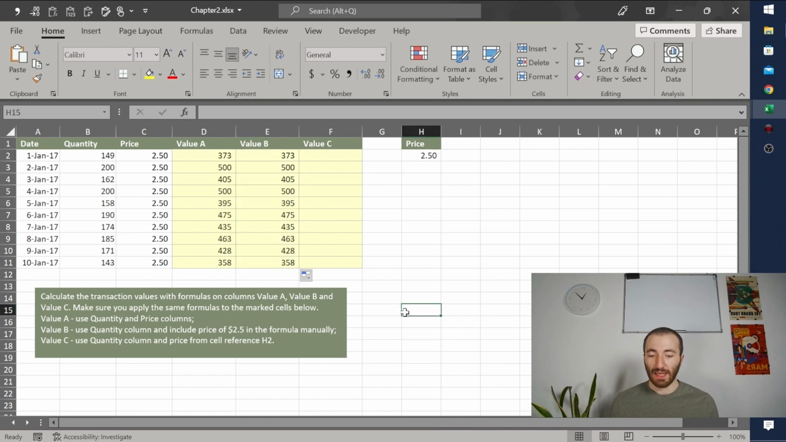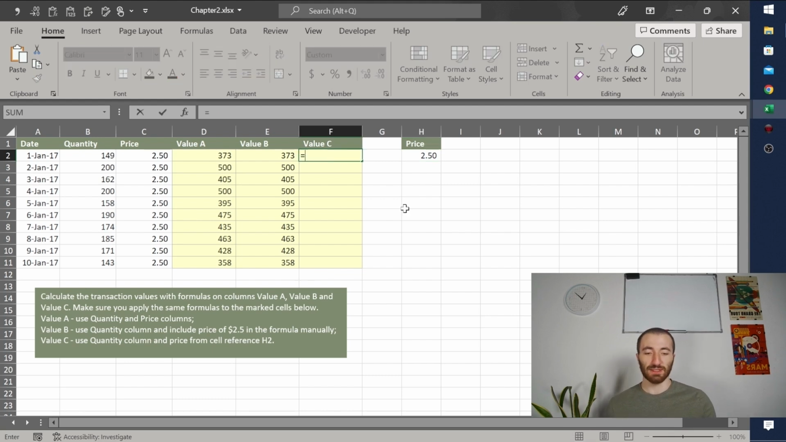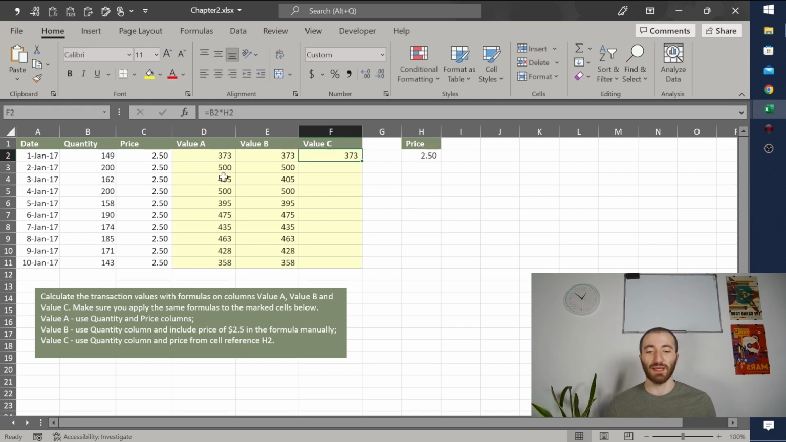And the third column, value C, use quantity column and price from cell reference H2. So we need to use quantity column and this single cell. So this is where absolute references are introduced. So let's stand on cell F2 and write equals quantity B2 multiplied by H2. Well, let's press enter, and let's fill down the formula as we did in previous columns. Let's double click on black plus sign, and well, as you can see here, our values are zeros.